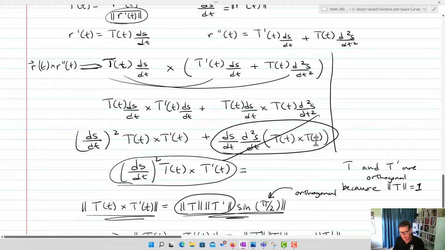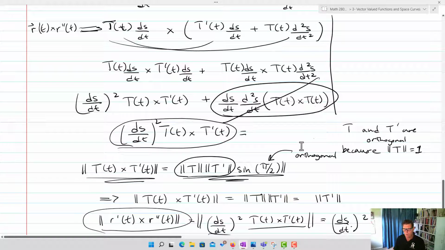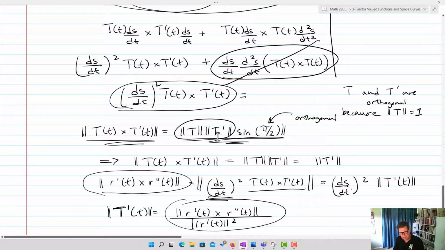We have what happens if you cross a vector with itself: it ends up being equal to 0. We have this definition that the cross product of two vectors is equal to the magnitude of one times the magnitude of the other times the sine of theta. And this actually should not be a magnitude. That doesn't make any sense.